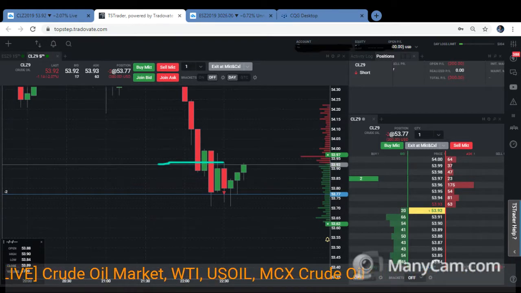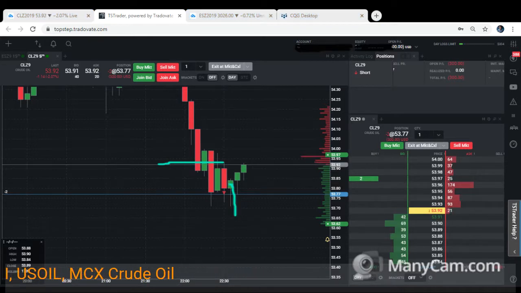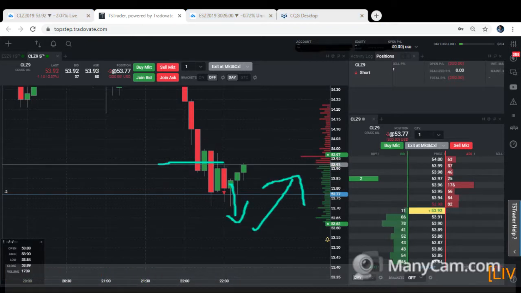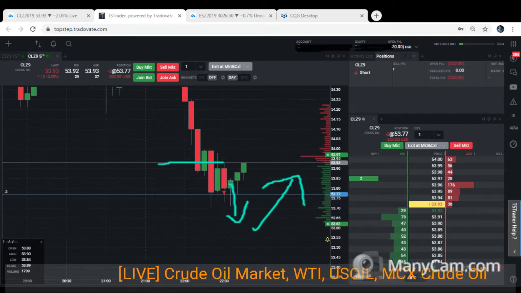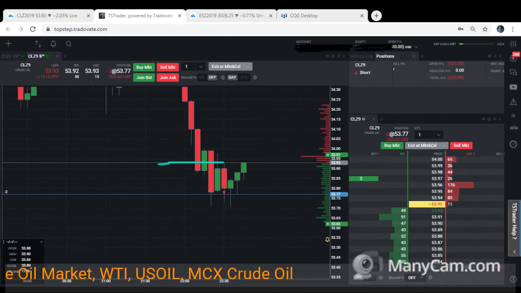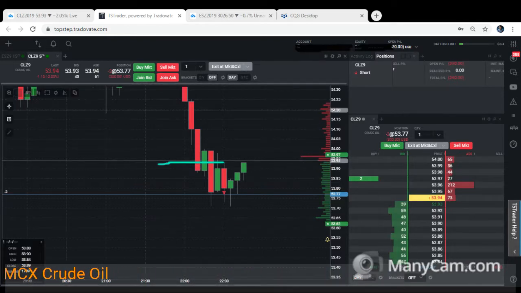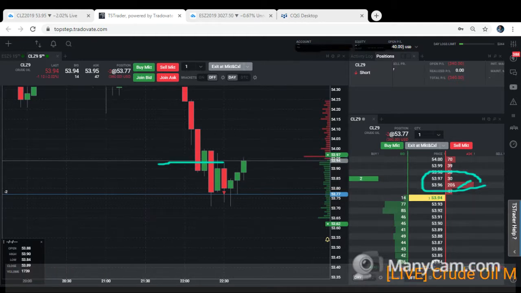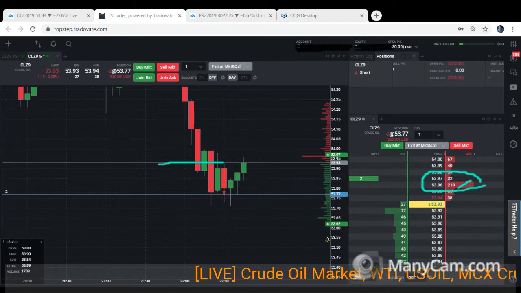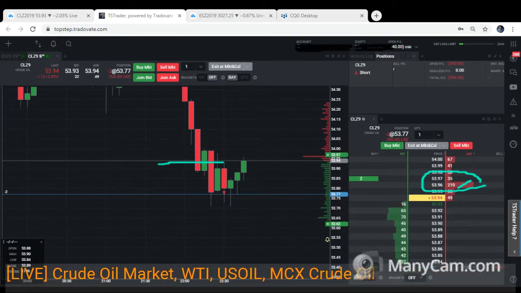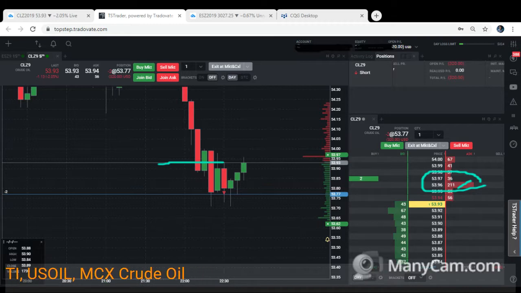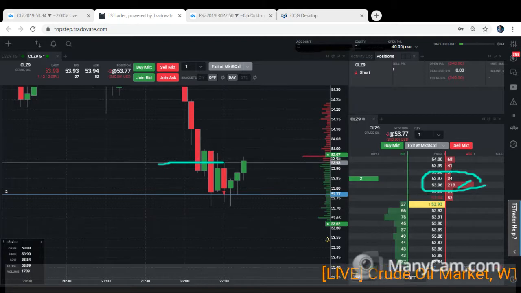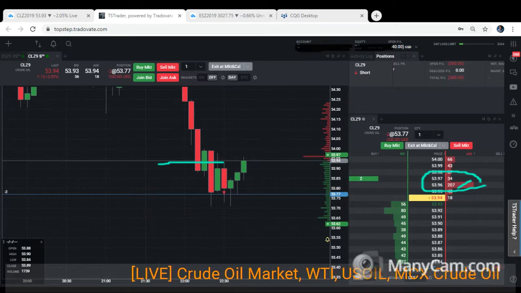So let's wait. I'm expecting the market to go down, then reverse up. It seems like it just reversed. So let's wait patiently. There is still a large volume waiting at 53.96. There's high demand for the market price to go to this price level, and maybe again an overall reversal.